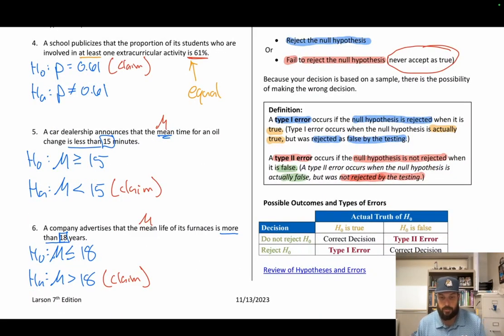And so you can see here a nice little table of possible outcomes that organizes this idea for you. You can see the decision, there's 2: do not reject or reject the null hypothesis. And then the actual truth of the null hypothesis is either true or false. And so twice you get correct decisions, and then twice you get error decisions, I should say. Okay, and then there's a link there you can look at to review more on hypotheses and errors in greater detail. All right, we'll continue diving into this on how we identify those better within our testing.